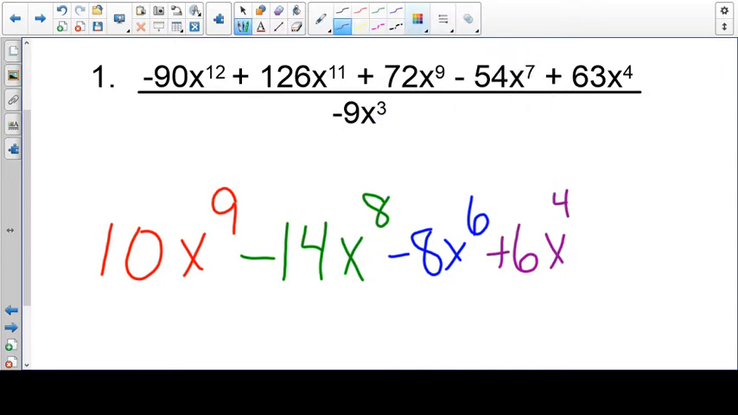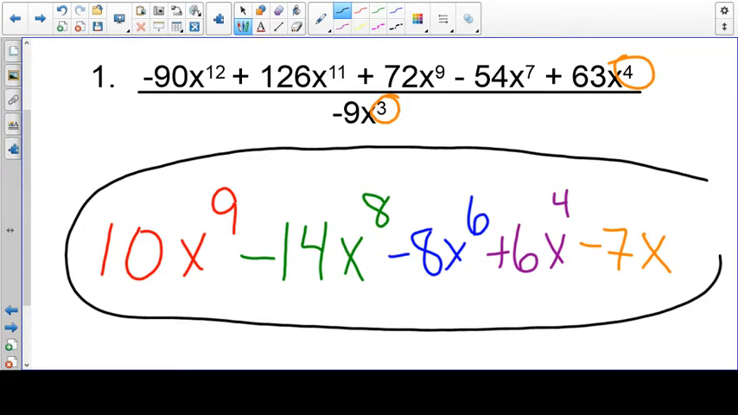And last but certainly not least, I'm going to take 63 divided by negative 9, which will give me a negative 7. And then I'm going to take 4 minus 3, which will give me 1. Or in that case, x to the first, or just plain old x. And in this case, this is my big whole answer. So the hardest part today is making sure you know when to divide and then when to subtract. So let's take a look at this next problem.